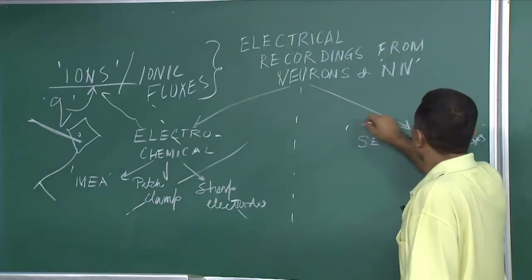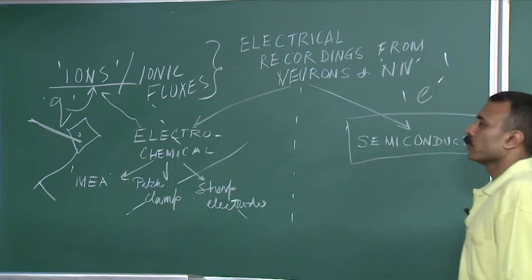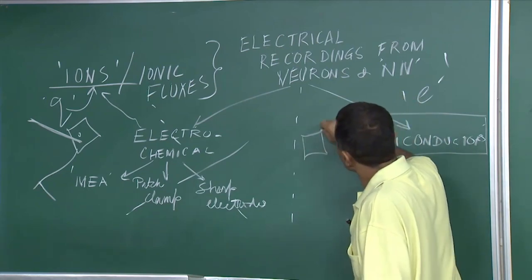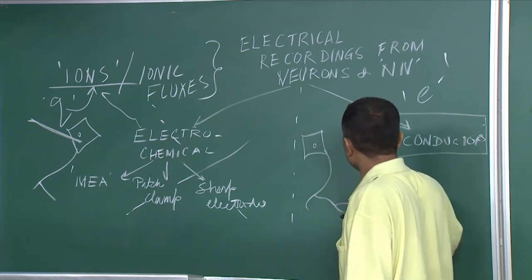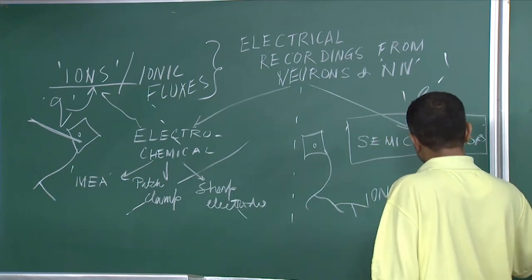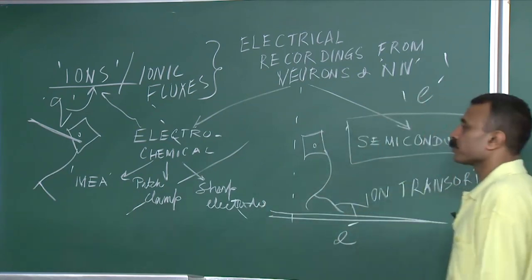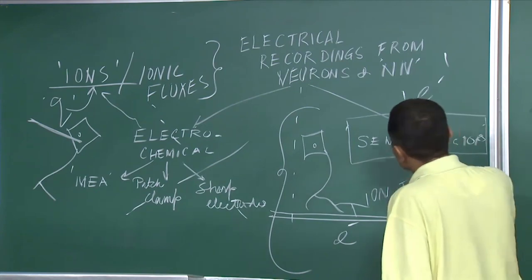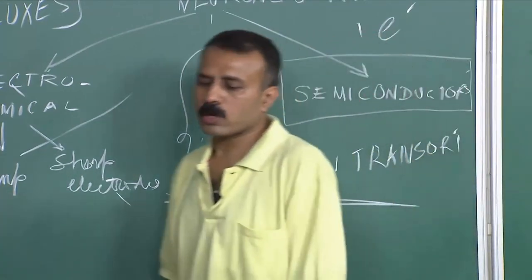But whenever we talk about a semiconductor device, we talk about electrons. So now the interfacing is like this. You have the neuron, which functions with ion transport or ionic flux, and you have a detector which involves electron transport. So, you are marrying two different branches. One is the ionic transport, and you are detecting using electronic devices. So, coming to the slide.